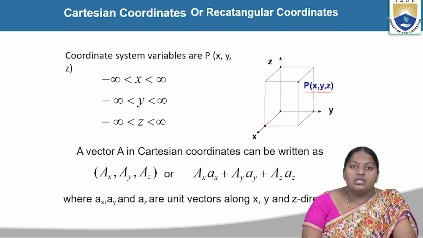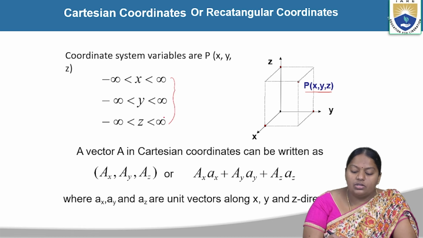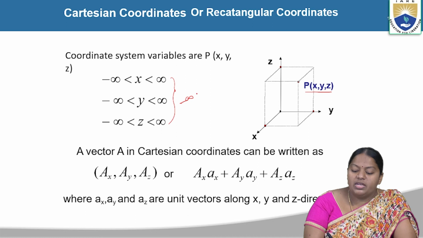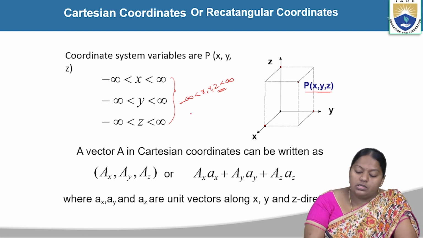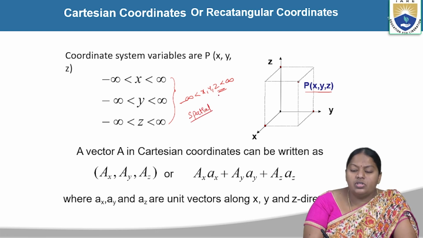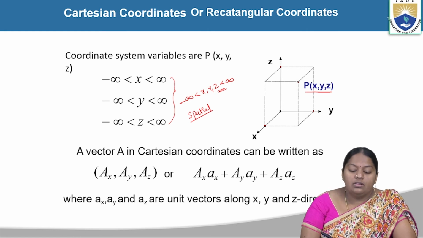That's why the ranges of the three Cartesian coordinate system variables are represented as minus infinity to infinity. Right? So this can be written as minus infinity is less than x comma y comma z is less than plus infinity. In the infinite region, these variables vary. Hence, the Cartesian coordinate system variables are also called spatial variables, ranging in the space region from minus infinity to plus infinity.